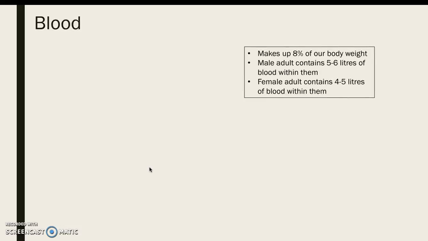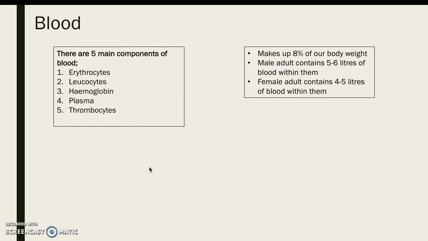Onto blood. Blood is a thick liquid that makes up 8% of our body weight. An average male adult contains 5 to 6 litres of blood within them. An average female adult contains 4 to 5 litres of blood within them. There are 5 main components of blood: erythrocytes, leukocytes, hemoglobin, plasma and thrombocytes.